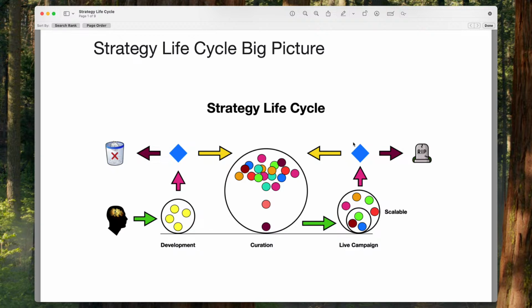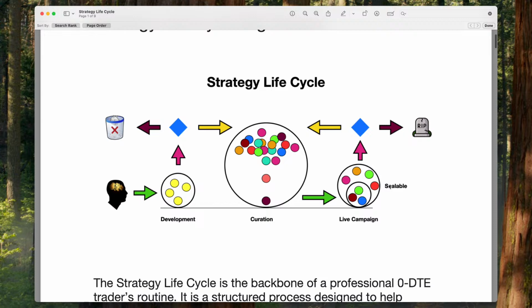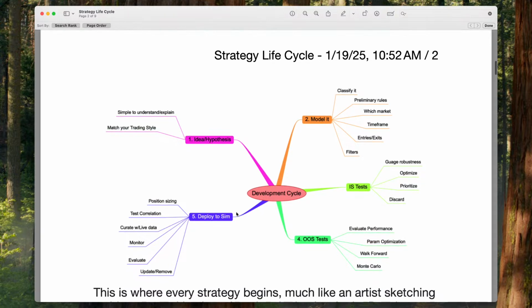And if they do, then they go up here, we make a decision. Do they go back into curation? Maybe they need to be reassigned to a different category or usefulness within the team of strategies that we're using in deployment. Or do we just retire that strategy and put it into the bit bucket? Well, the bit bucket is over here. Over here, we just retire it, I guess. Rest in peace, strategy.